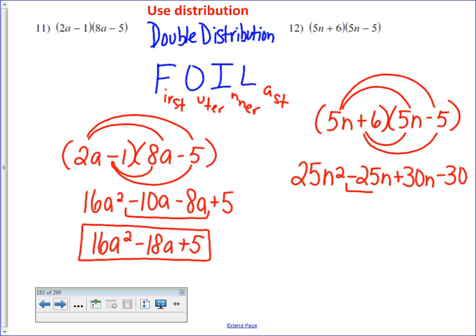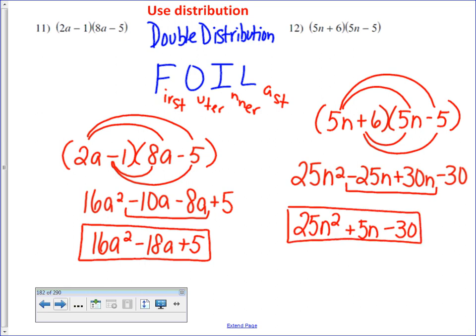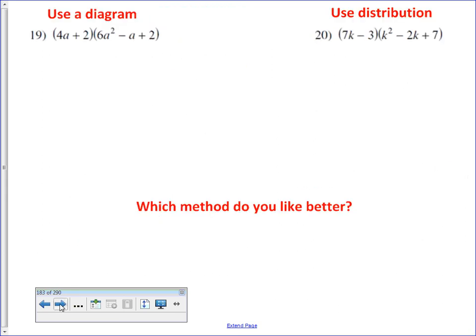Let us now combine my like terms. My final answer is going to be 25n squared plus 5n minus 30. And I'm written in standard form. So these are the two ways to model how to multiply a binomial times a binomial. Now what happens when I have a binomial being multiplied by a trinomial? So it's no different, it's just a difference in how I draw my diagram.